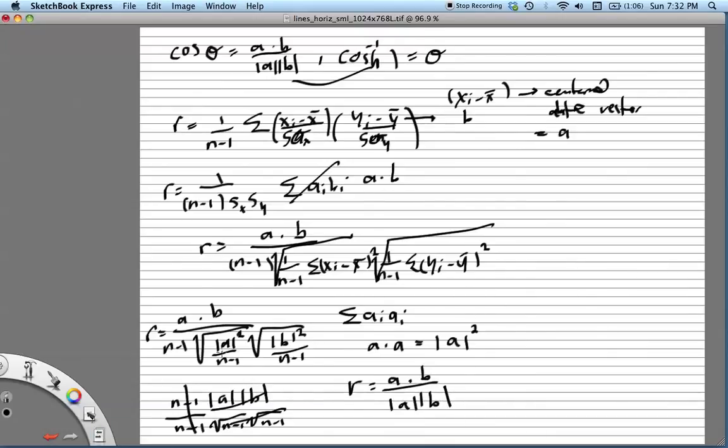So what we've seen here is really nice. This n minus 1 in the definition of the sample correlation coefficient has only one real purpose: to cancel out the two square root of n minus 1s that pop out of the definition of sample variance. So why it's there is really no mystery. And we see that the definition of R is precisely what we started with, the cosine of the angle between the vectors.